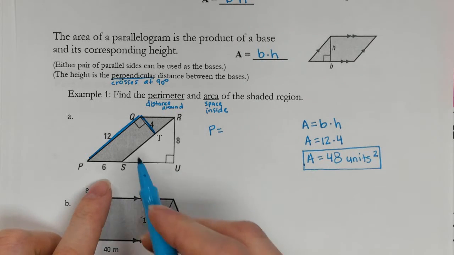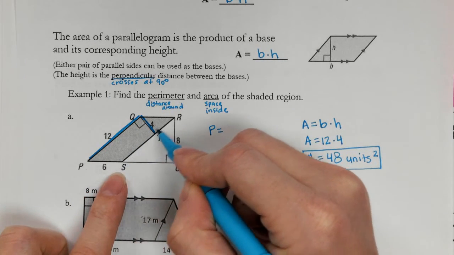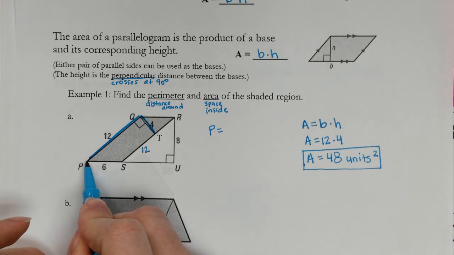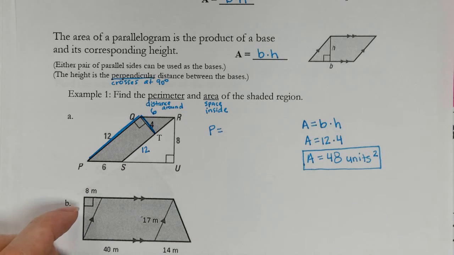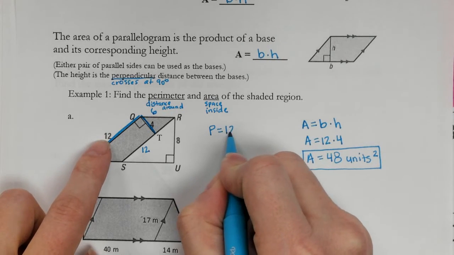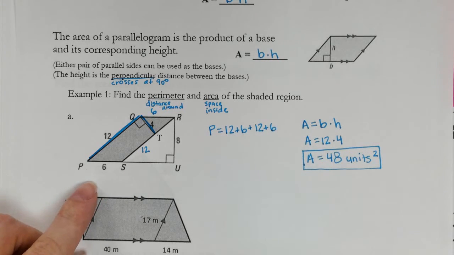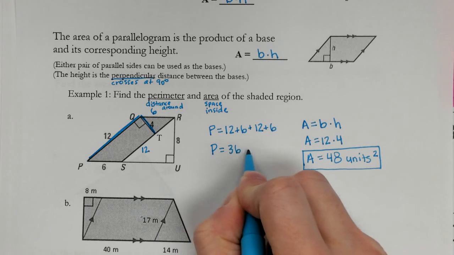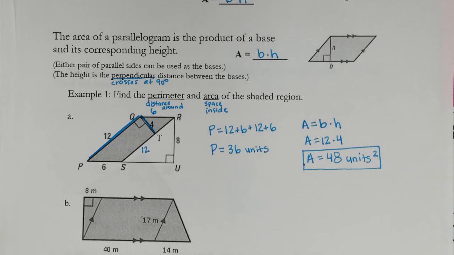So when I do perimeter, I have this side's 12. And then in a parallelogram, I know that this side right here is also 12. And then in a parallelogram, the opposite sides are congruent. So if this is 6, this is also 6. So for the perimeter, I've got this side 12 plus 6 plus 12 plus another 6. And that ends up being 36. So capital P is perimeter. It's 36. And then we don't have units, but remember, for perimeter, it's just units, not squared or anything like that.